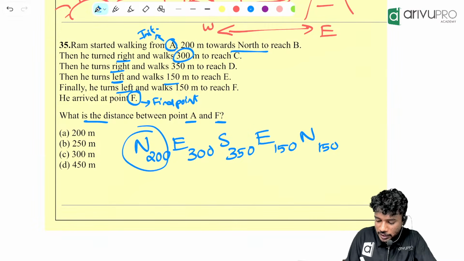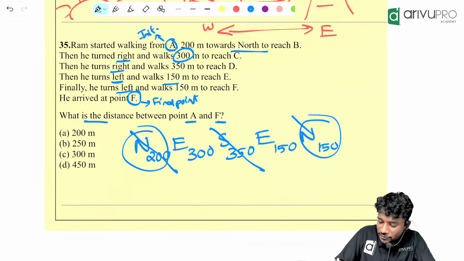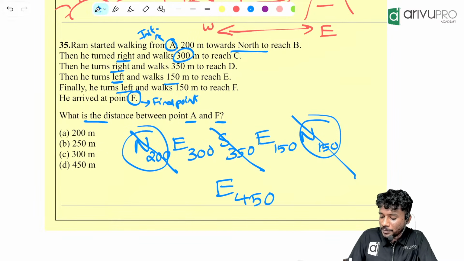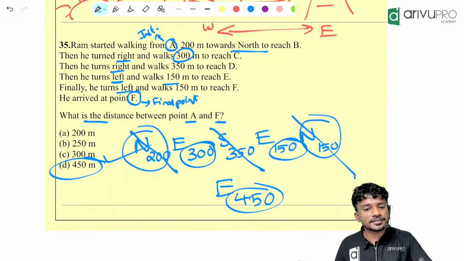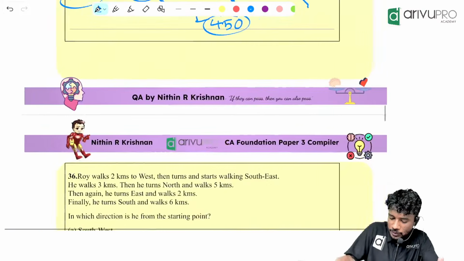North 200, north 150 will become north 350. North 350 and south 350 will get cancelled. What is remaining? East 450 is remaining. How? 300 plus 150 is 450. Which option is the answer? Option D is your answer. Very direct question. Next one.